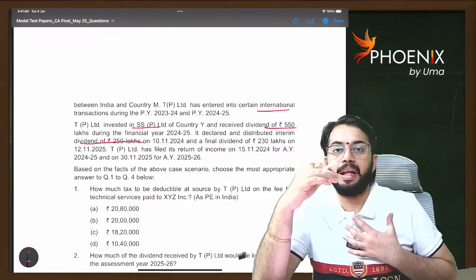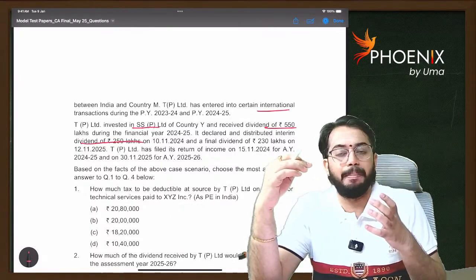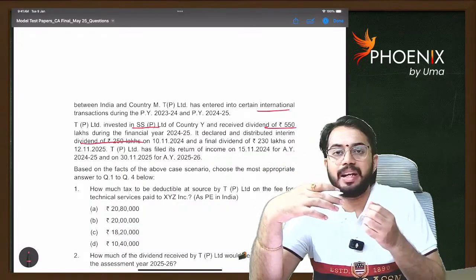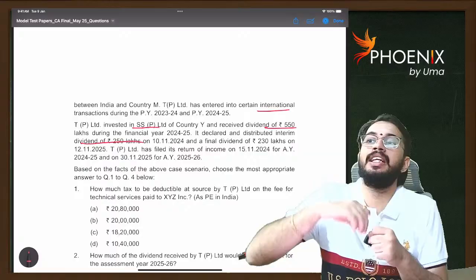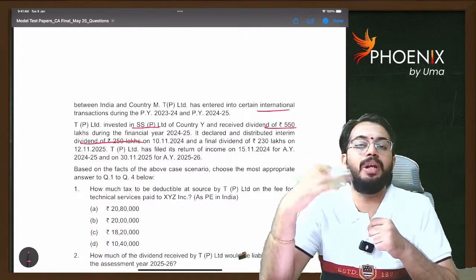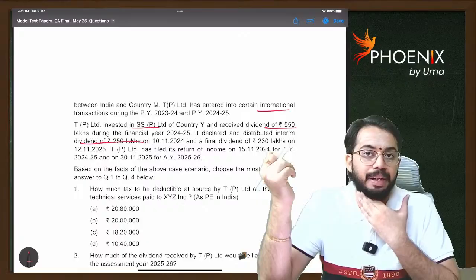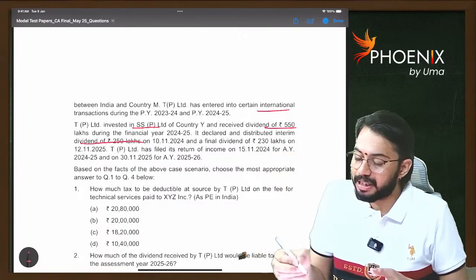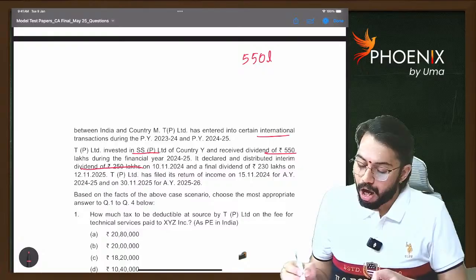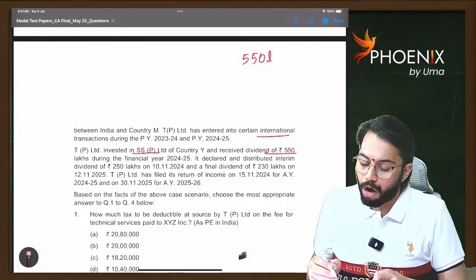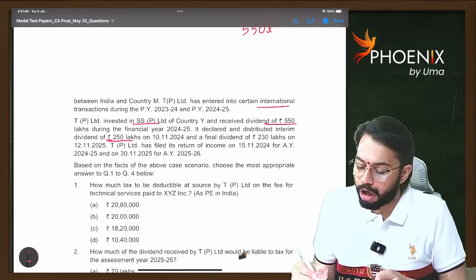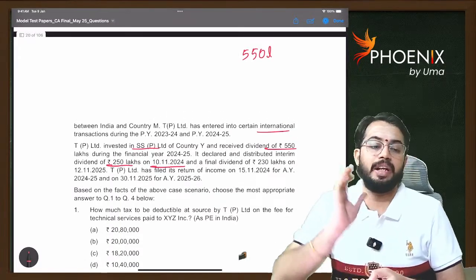Whenever one company receives dividend from another company, total dividend is not taxable. Out of total dividend received, whatever dividend is distributed to shareholders will be reduced, and only the balance dividend is taxable. Correct? So here, how much is dividend received? Dividend received is 550 lakhs. Out of dividend received, how much was distributed? 250 lakhs was distributed on or before 10th November 2024.